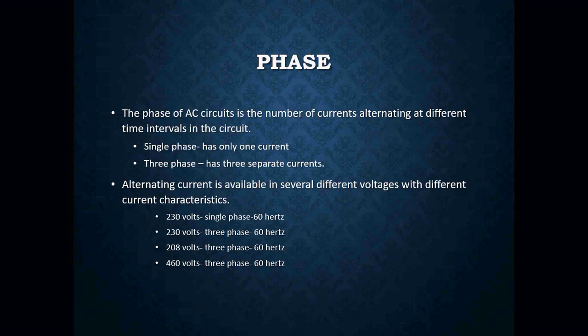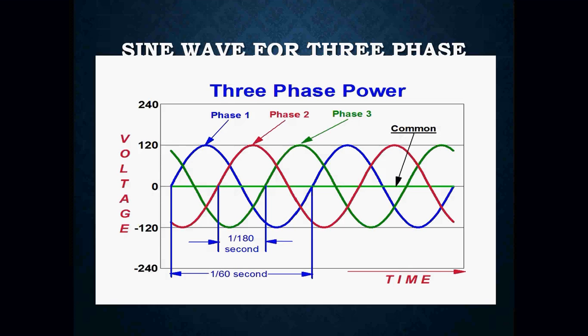Okay, alternating current is available in several different voltages with different current characteristics. Some of the most common, as you can see on the screen, are 230 volt single phase, 60 hertz, 230 three phase, 208 three phase, and 460 three phase. Some of those are common voltages that you'll run into, especially with rooftop units and heat pumps in some cases.